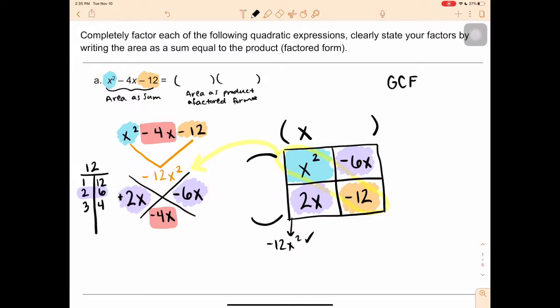And then I know, okay, well, x times something must equal x squared. The only way I can get x squared is if it's x times x. And then here I know x times something equals 2x. It would be a 2.